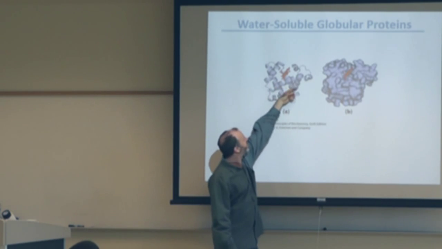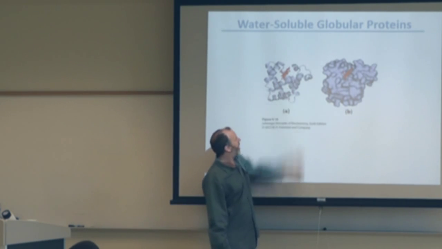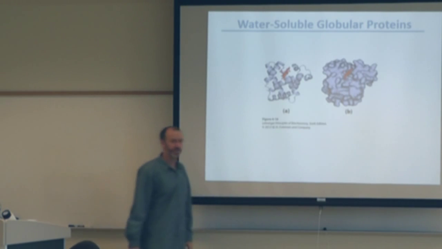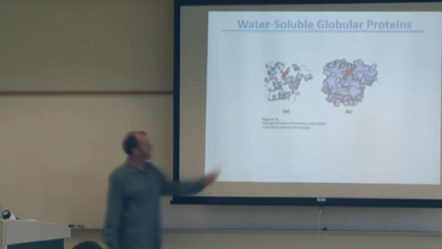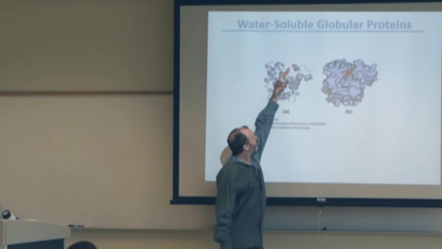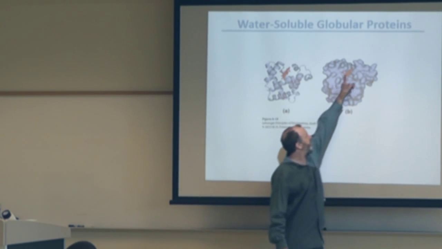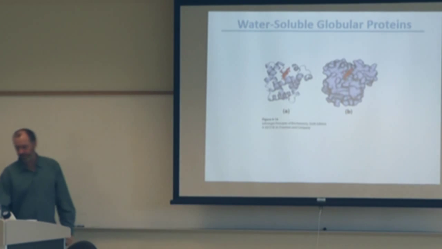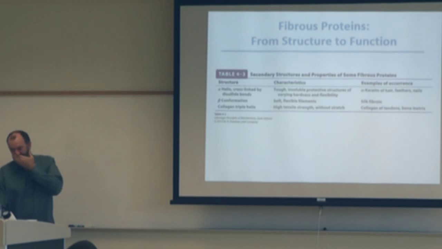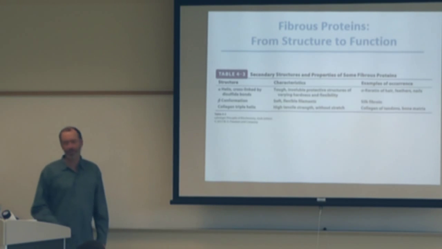These are all alpha helices. This looks like myoglobin, or one of the subunits of hemoglobin. This is going to be your heme structure here, and this is the space filling model. So you see all those side chains are buried.